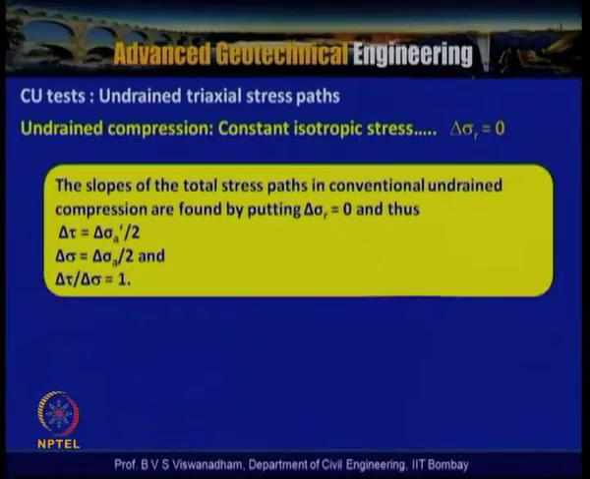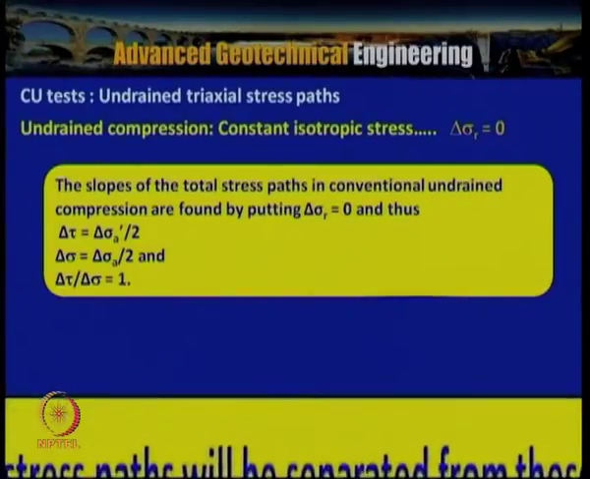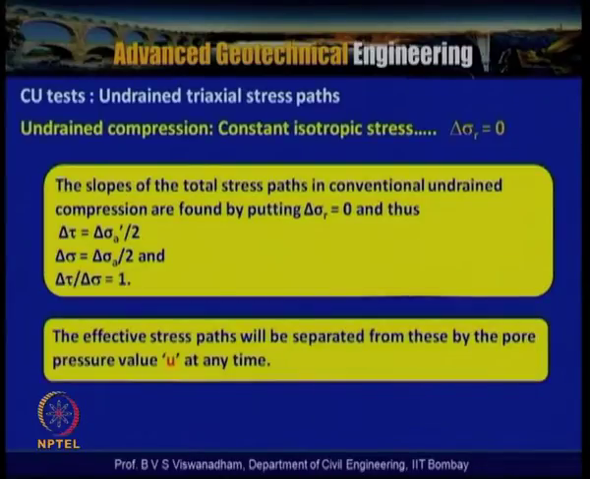Then we have the slopes of the stress paths in conventional undrained compression, found by putting delta sigma r equal to 0. With that we get delta tau equal to delta sigma a dash by 2, and delta sigma equal to delta sigma a by 2, and then the ratio of delta tau by delta sigma is equal to 1. So the effective stress path will be separated from the total stress path by the pore water pressure value u at any time.